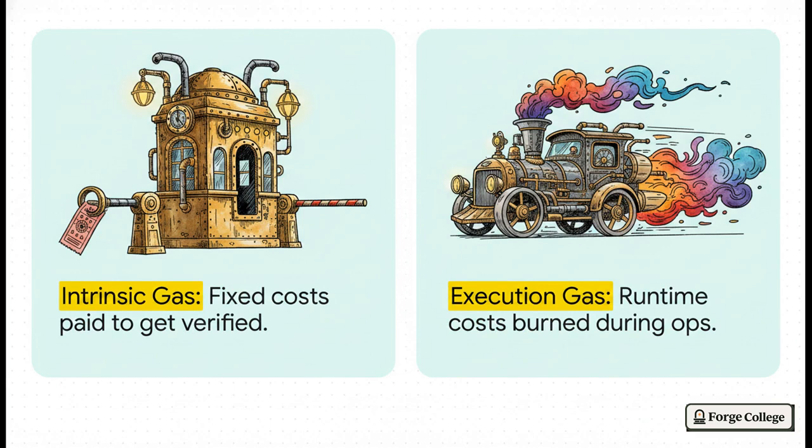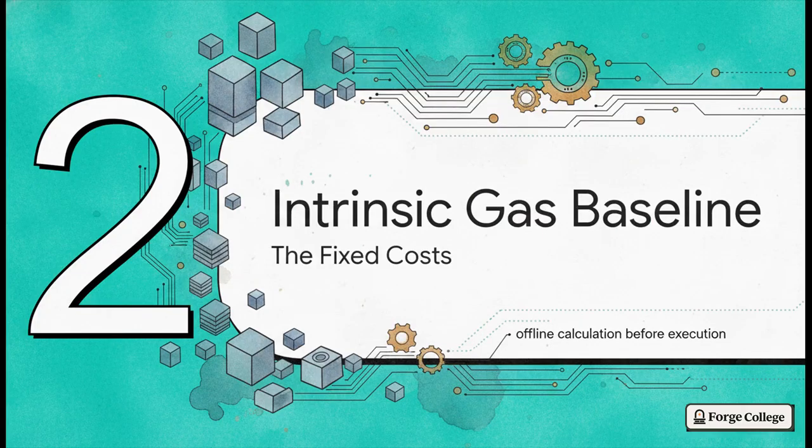First up, intrinsic gas. You can kind of think of this as the toll booth fee. It's the fixed, totally deterministic cost you pay literally just to turn the engine on. Then, on the other side, we have execution gas. That's the actual mileage you burn while driving, which, as you'd guess, varies wildly based on the exact operations your transaction is performing. Moving on to Section 2, the baseline, intrinsic gas.